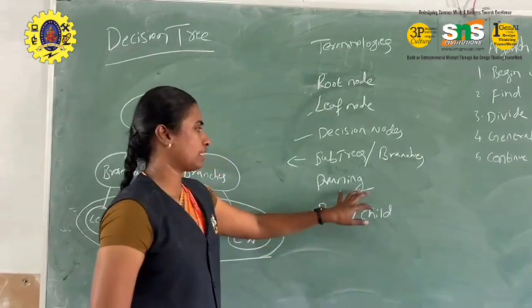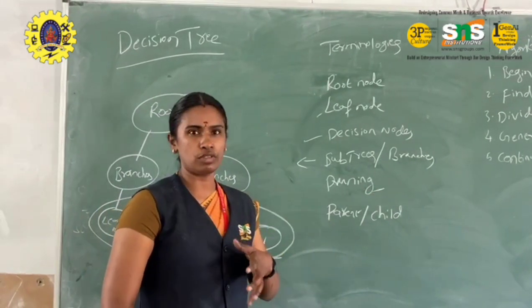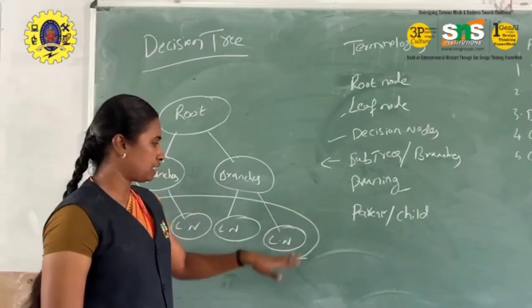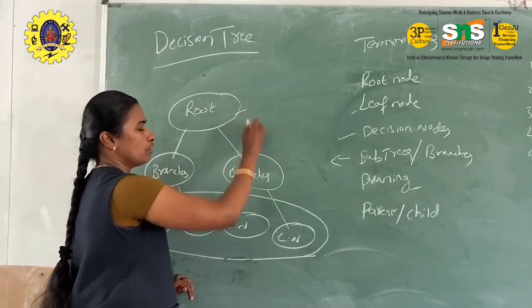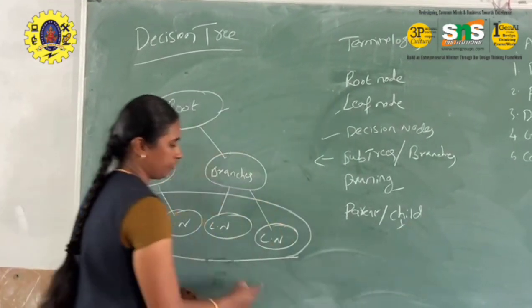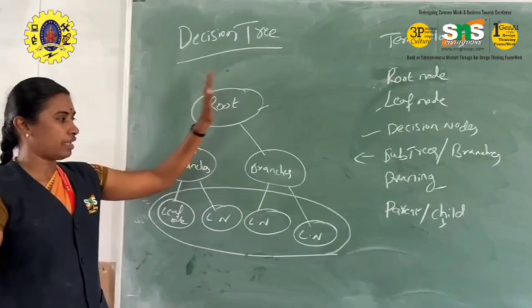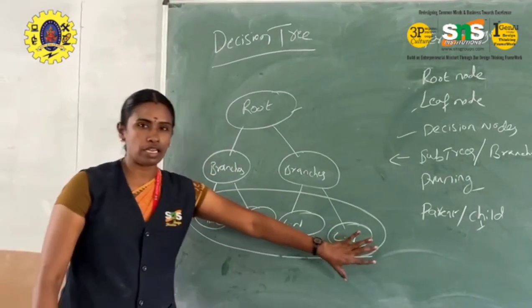Pruning is nothing but removing the unwanted subtrees in the decision tree, and parent node is nothing but the root node. Child node or leaf node. Leaf node, as I already told you, contains the outcome of the entire data set only in the leaf nodes.